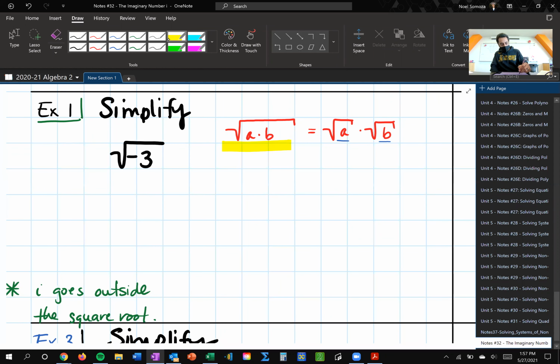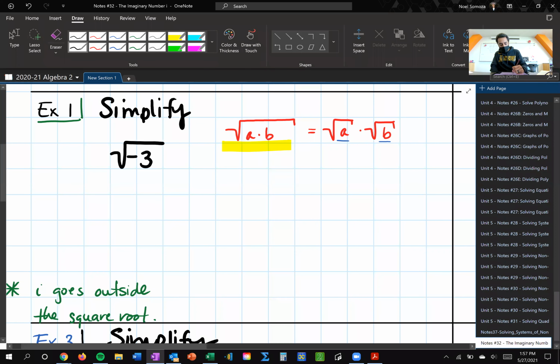It's saying that if I have the square root of a product of two numbers, let's call those numbers a and b, I can also write it as the square root of a times the square root of b, right? Now, why is that relevant?